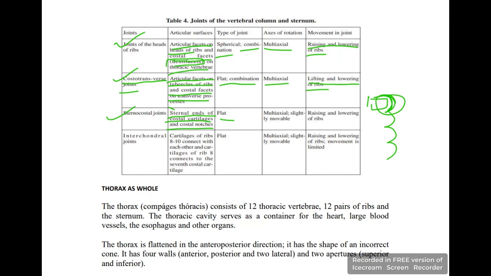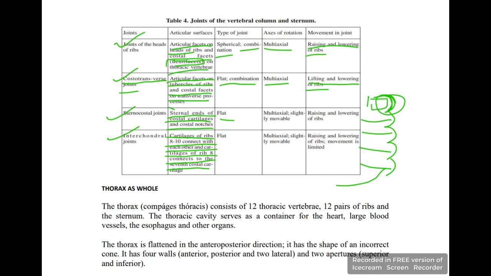Now its function is also raising and lowering of the ribs. Now the last one is the interchondral joint. Okay, in the interchondral joint, the articular surfaces are the cartilages of ribs 8 to 10, which connect with each other, and the cartilage of rib 8 connects to the 7th costal cartilage. See, you have already seen 7 ribs attached like this, and the 8th one does not articulate with the sternum. It articulates with the costal cartilage of the 7th rib. Okay, so it is written here as interchondral joint. This is also a flat joint, and the axis of rotation is multi-axial and slightly movable. The movement of the joint is raising and lowering of the ribs.